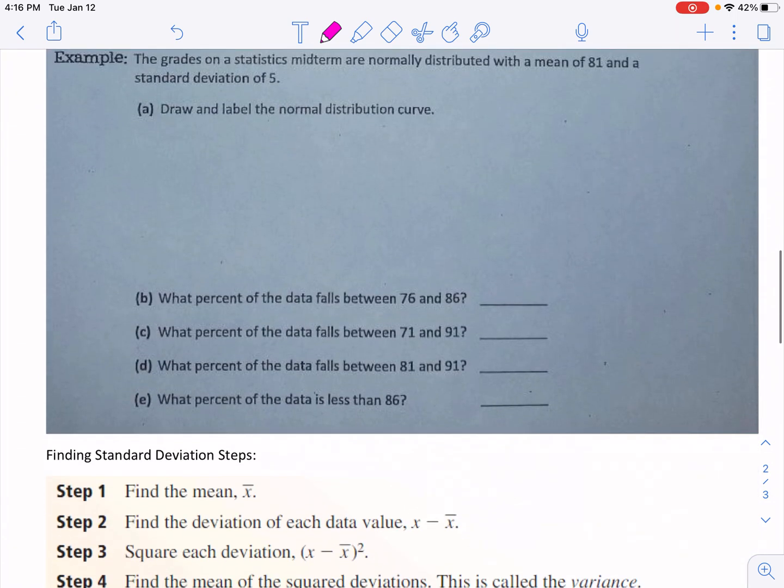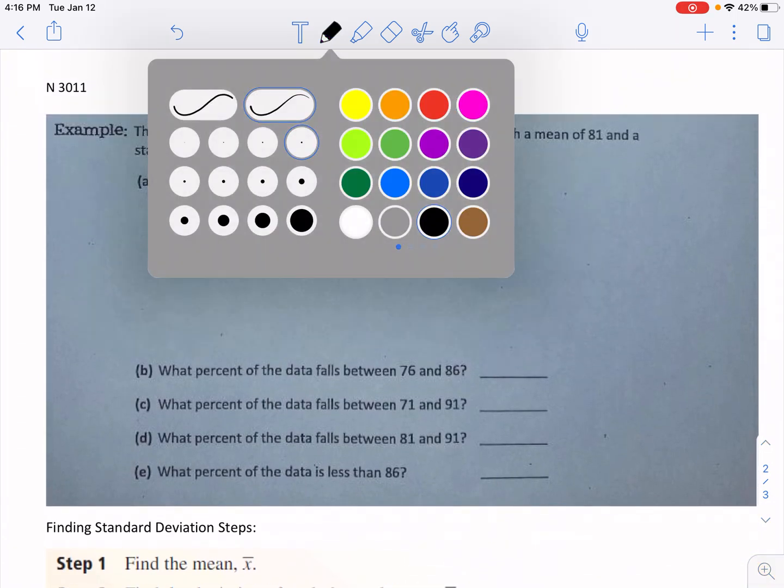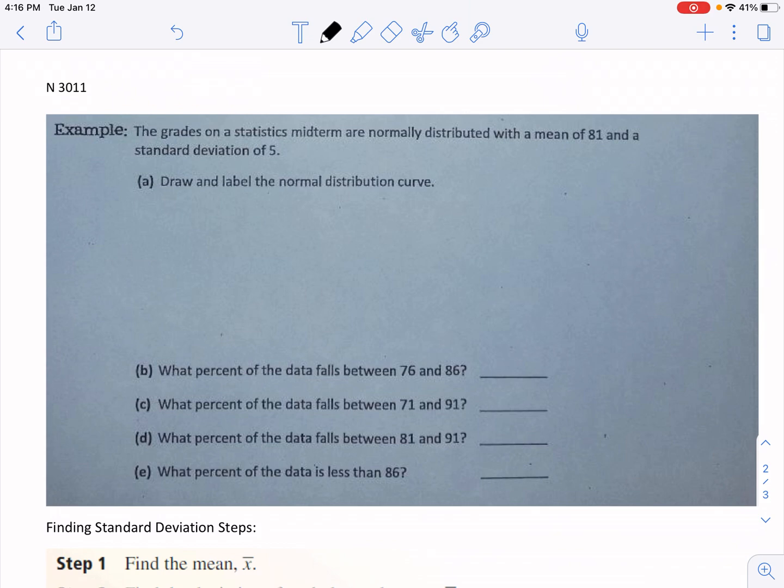Now the way we can use that is we can use that to help draw a normal distribution, a bell curve, to help represent a certain situation and represent what percent of the data we're looking at, depending on how we spread things out based on the standard deviation. So like in this example, it says the grades of a statistics midterm are normally distributed with a mean, that's the center guy, and a standard deviation of 5.